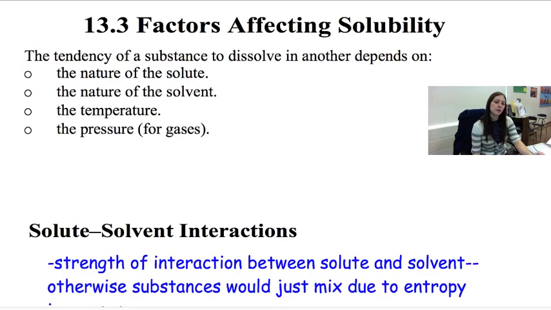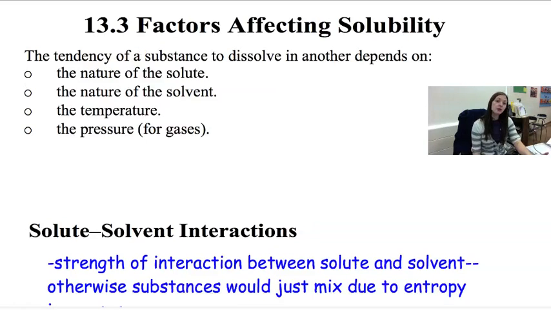All right, 13.3, we're going to look at factors that affect solubility. Okay, and here are the 4 basic ones that affect how well things dissolve. Because solubility, remember, is the tendency of something to dissolve. Okay, we have the nature of the solute and the nature of the solvent.